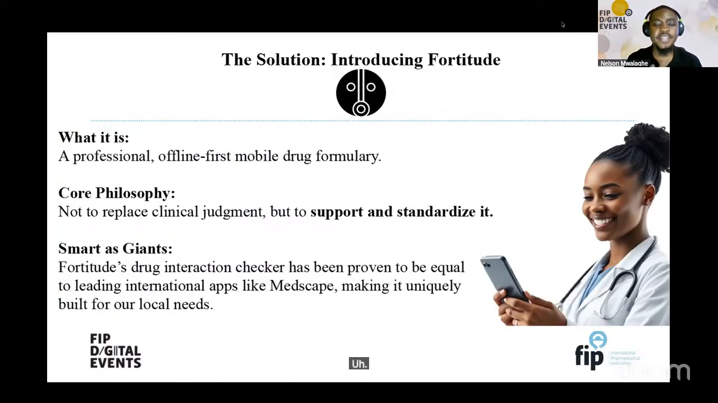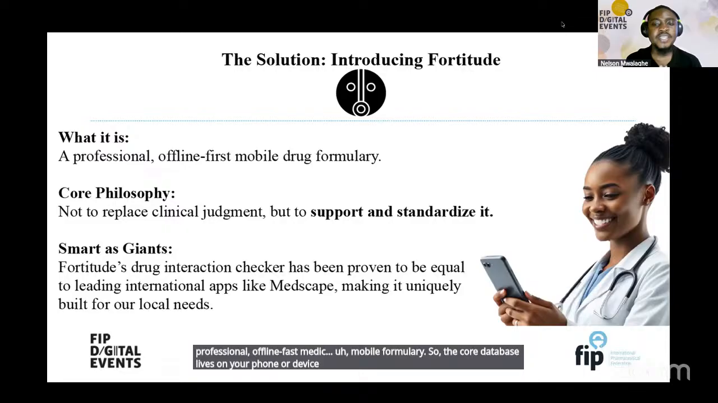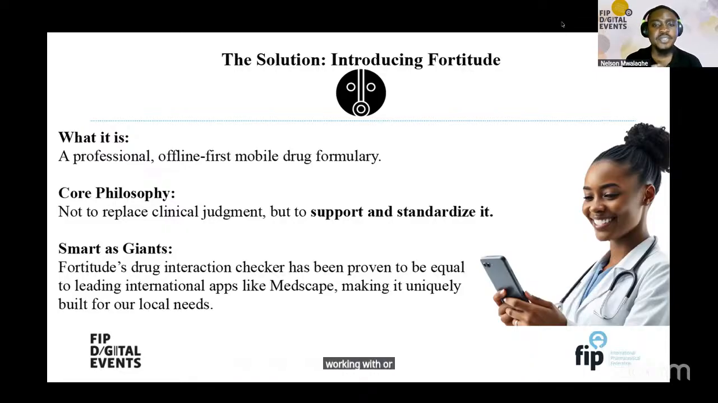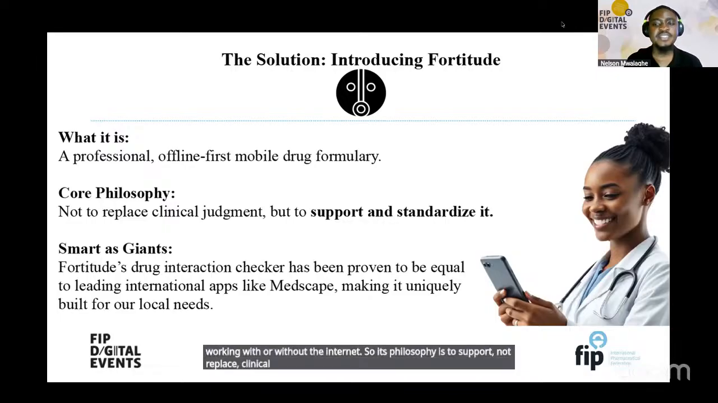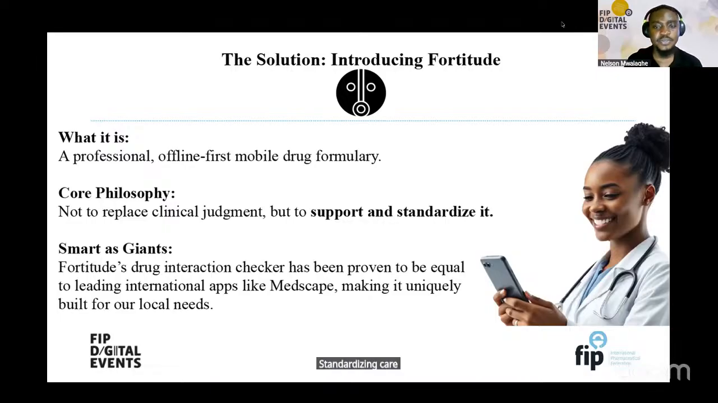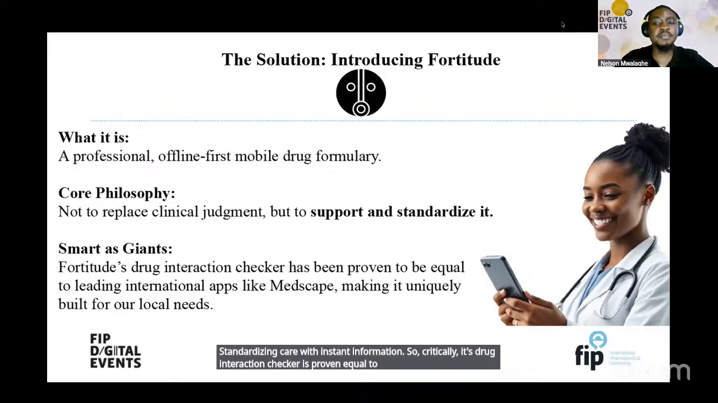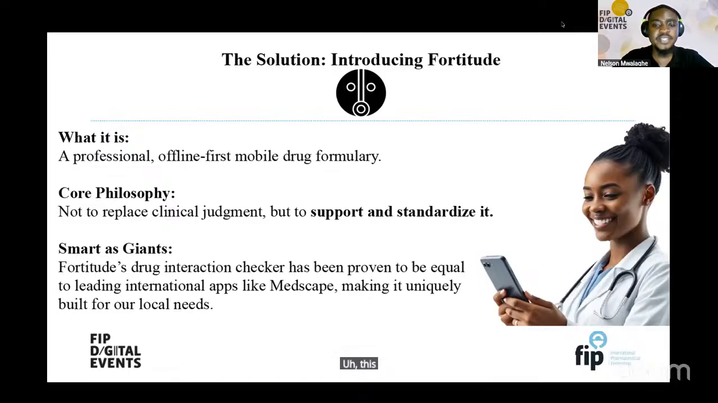The solution, our solution, is Fortitude, a professional, offline, fast mobile formulary. The core database lives on your phone or device, working with or without the internet. Its philosophy is to support, not replace, clinical judgment, standardizing care with instant information. Critically, its drug interaction checker is proven equal to giants like Medscape. This is a global standard meeting local reality.